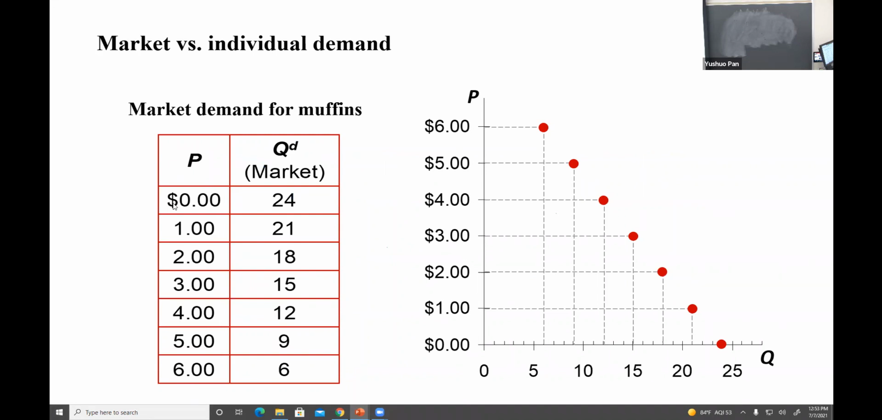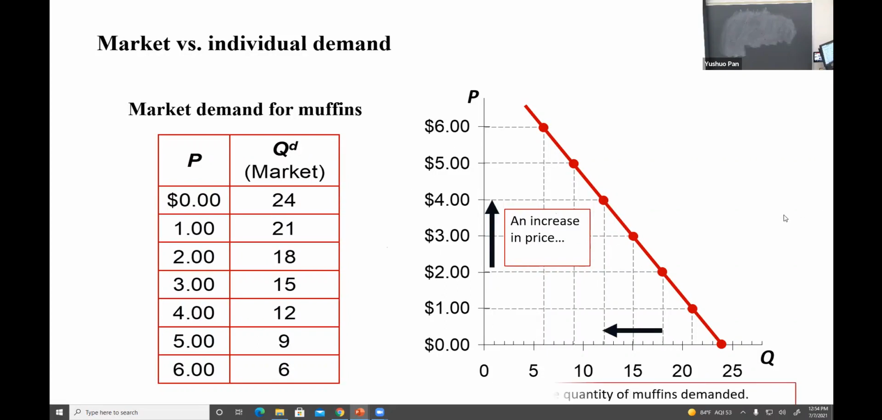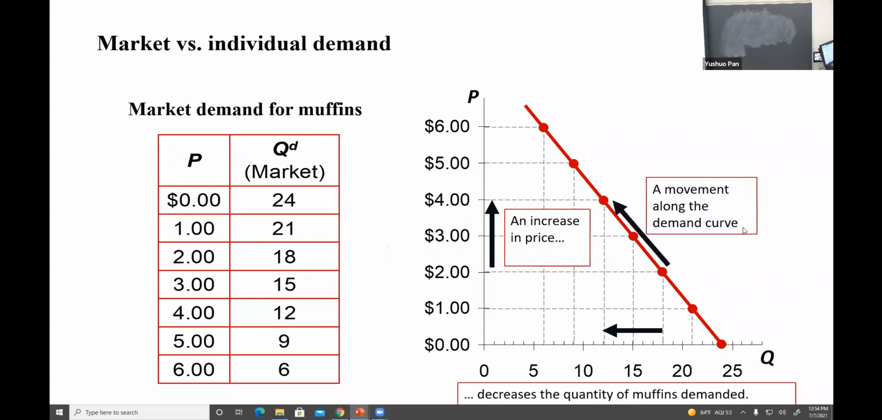The same as the individual, just put all the numbers in the chart. 0, 24, and so on and so forth. And then draw a line, go through it. That's the market demand curve. You can see as the price increases, the quantity demanded decreases. Again, negative in demand market, always negative. And all the points just move along the demand curve.